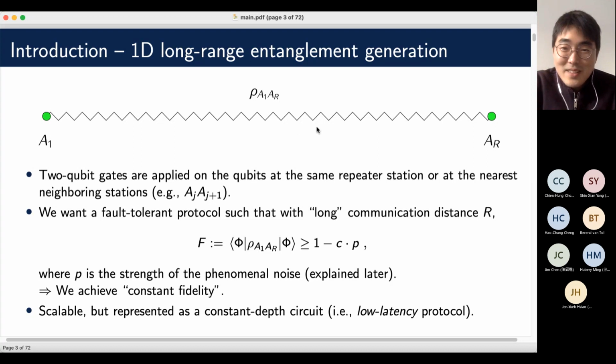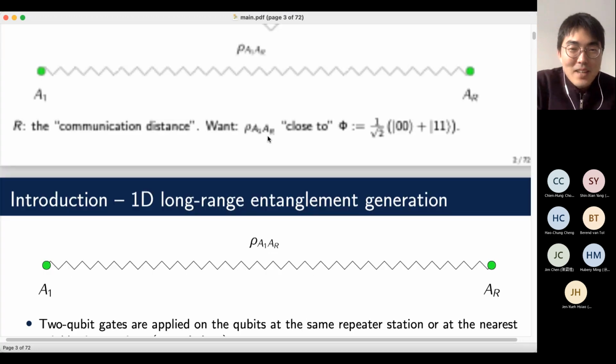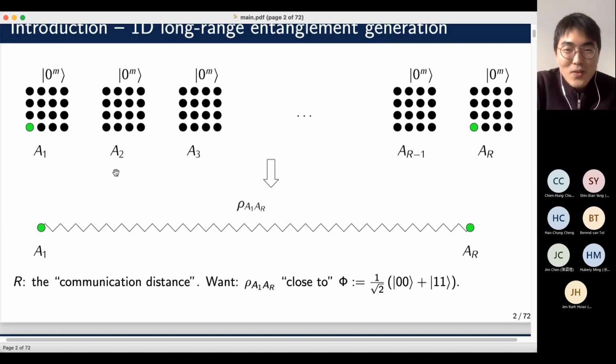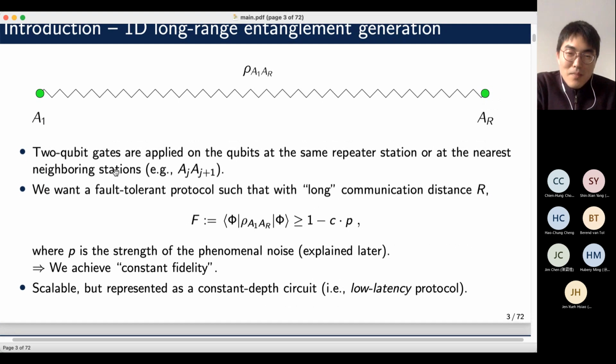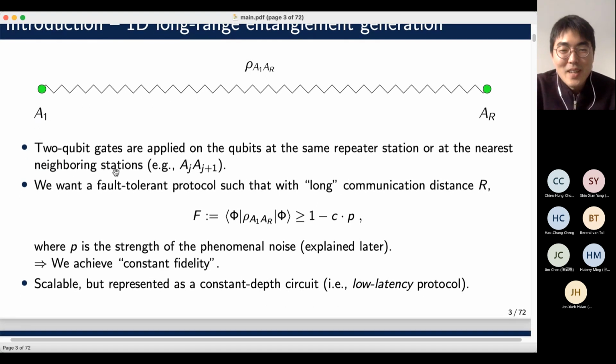And we want this protocol to be scalable, which means as we increase the number of qubits m, we expect R to be greater. But we also want this protocol to remain a constant depth circuit, which means even if we increase m and R, the circuit depth should remain constant. And I will call this property low latency.